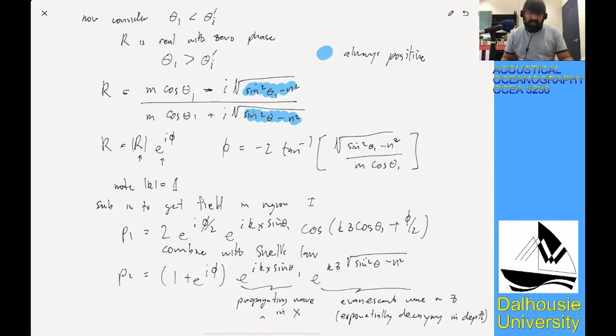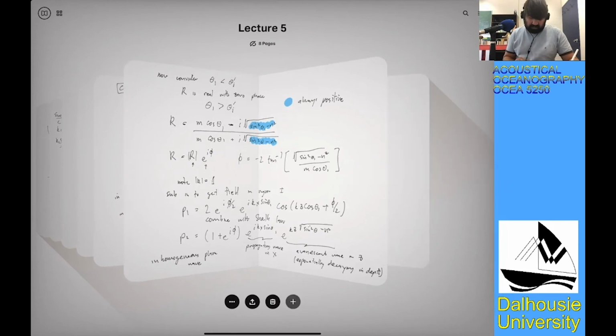So, this is a good example of an inhomogeneous plane wave, where it has two components: a propagating component and an exponentially decaying evanescent component. We can detect both of these things, right? So it's kind of interesting in the sense that if you're close to the surface, you can detect this wave.